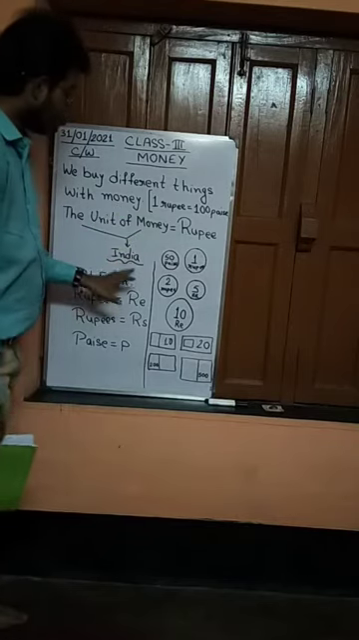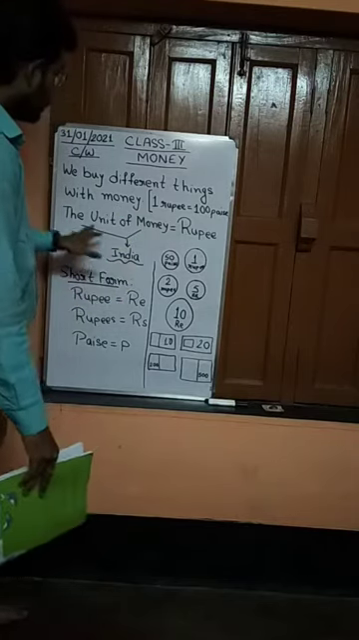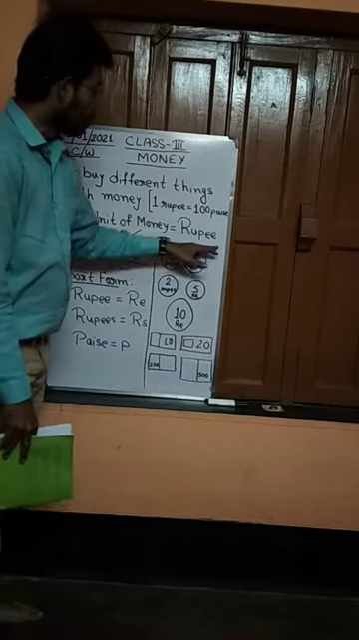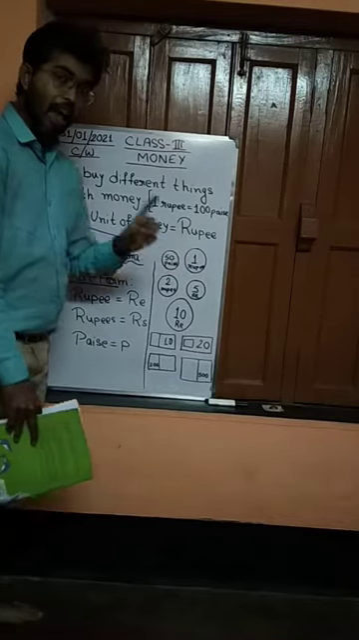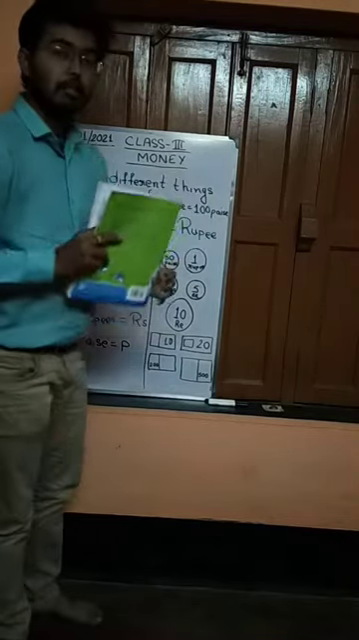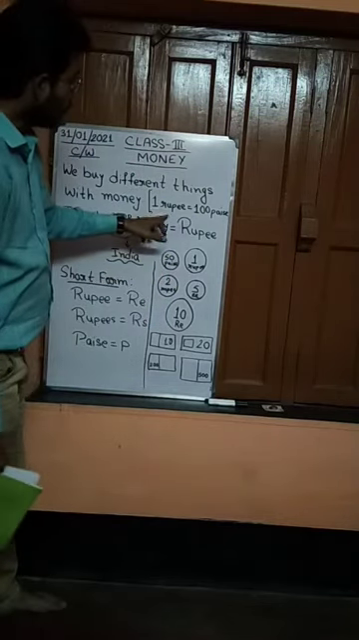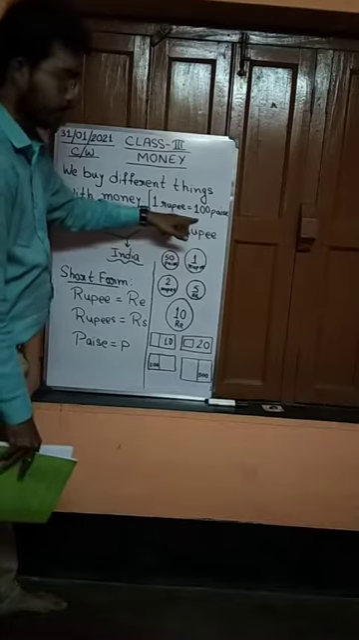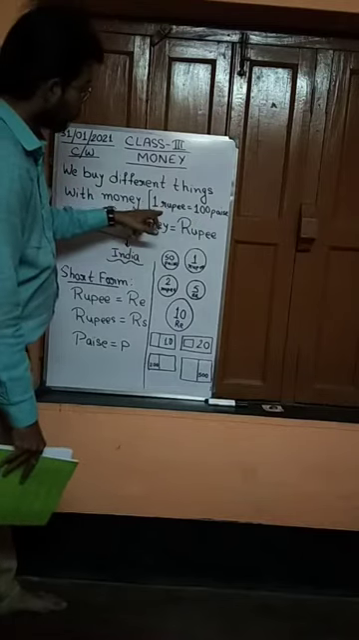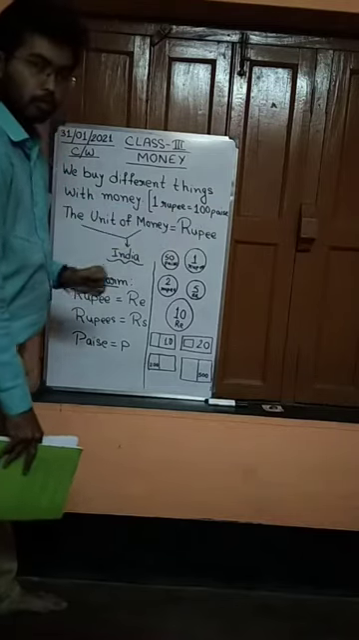So in our country, that is India, the unit of money is rupee, students. As we have to do some calculations in this chapter, we need to remember one thing. 1 rupee means 100 paise. Just remember this. 1 rupee means 100 paise, students.